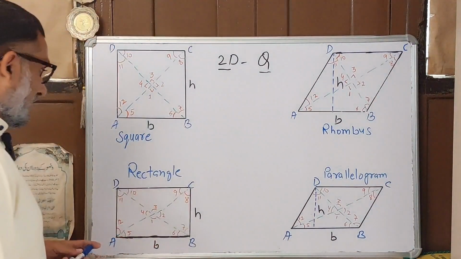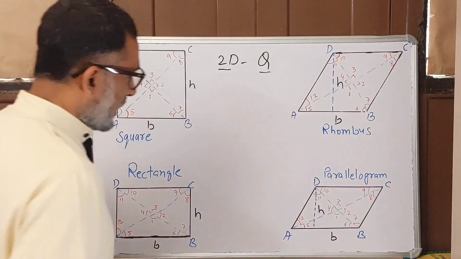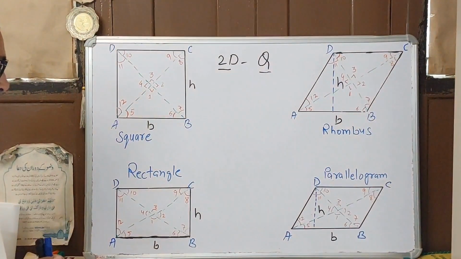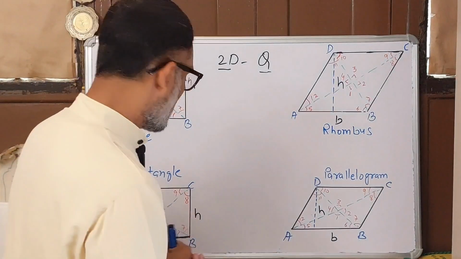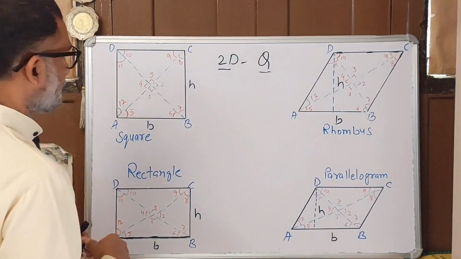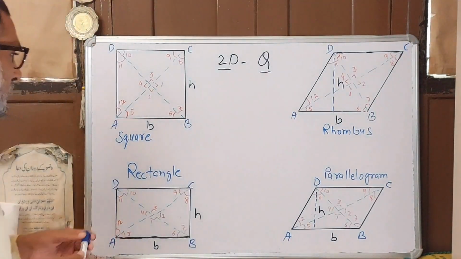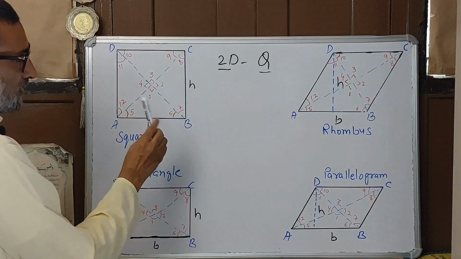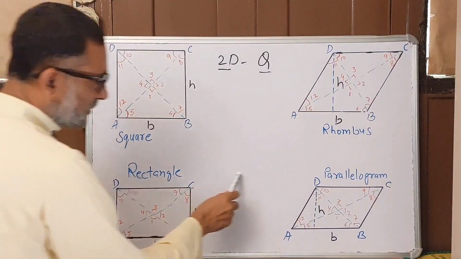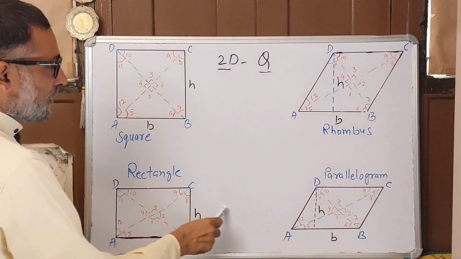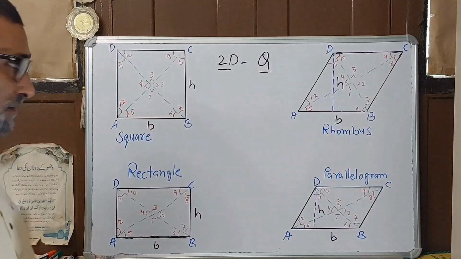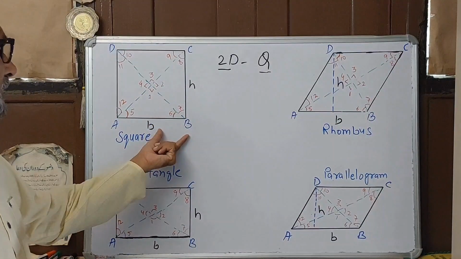When your basics are clear and your concept is fundamentally strong, you feel no issue when you try to solve the question. So first of all, here you are seeing 4 shapes: square, rhombus, rectangle, and parallelogram. What similarities are you seeing? First try to find. Are you able to find?